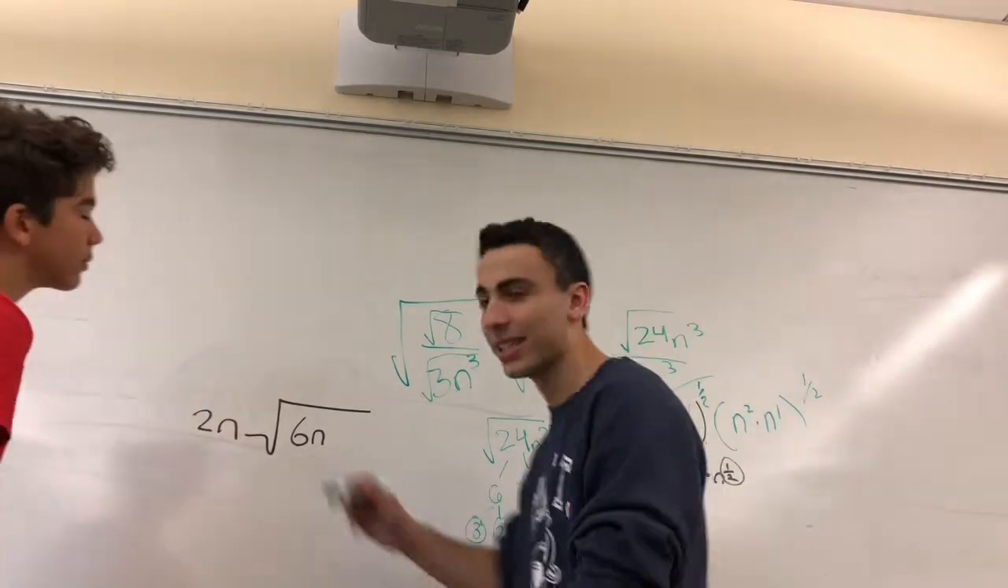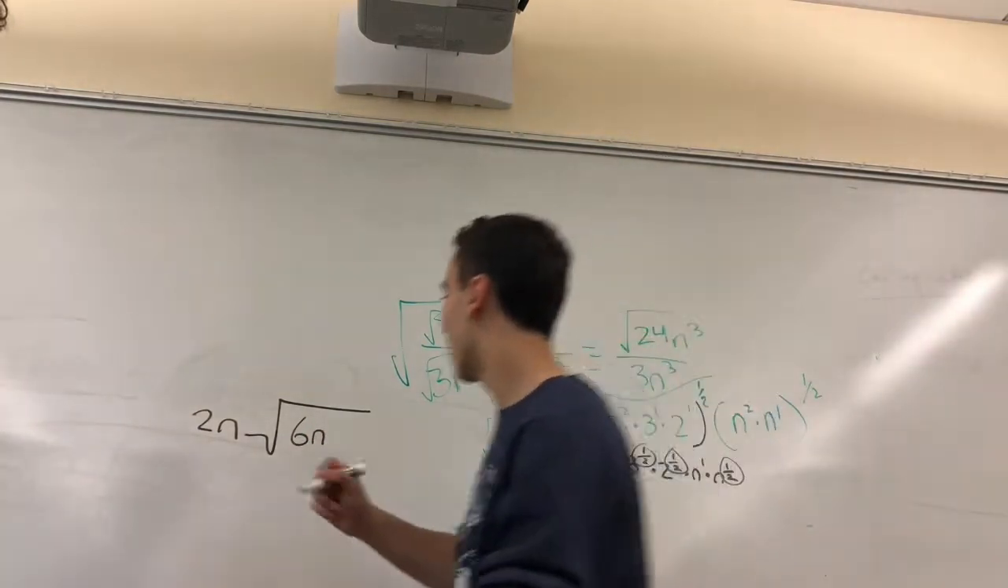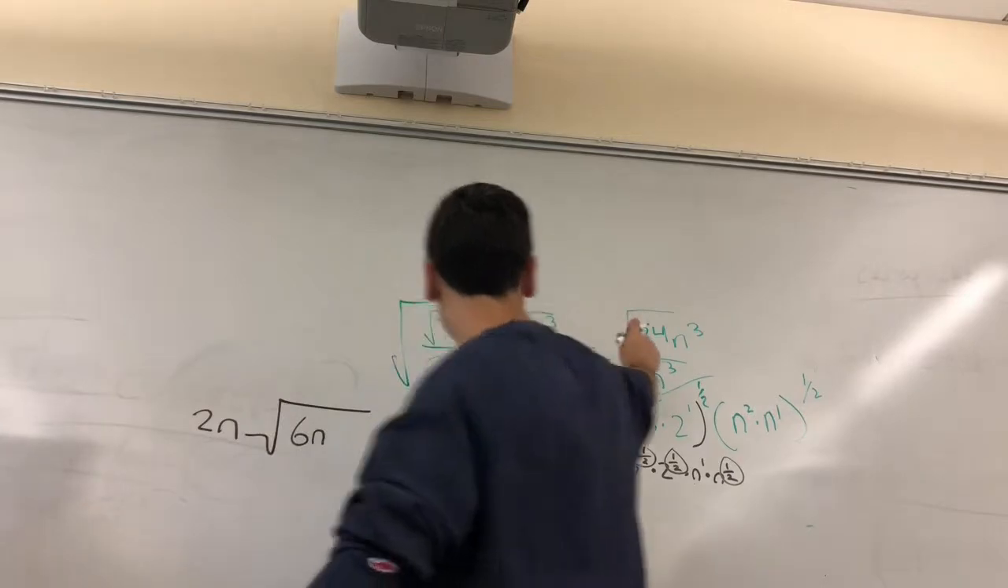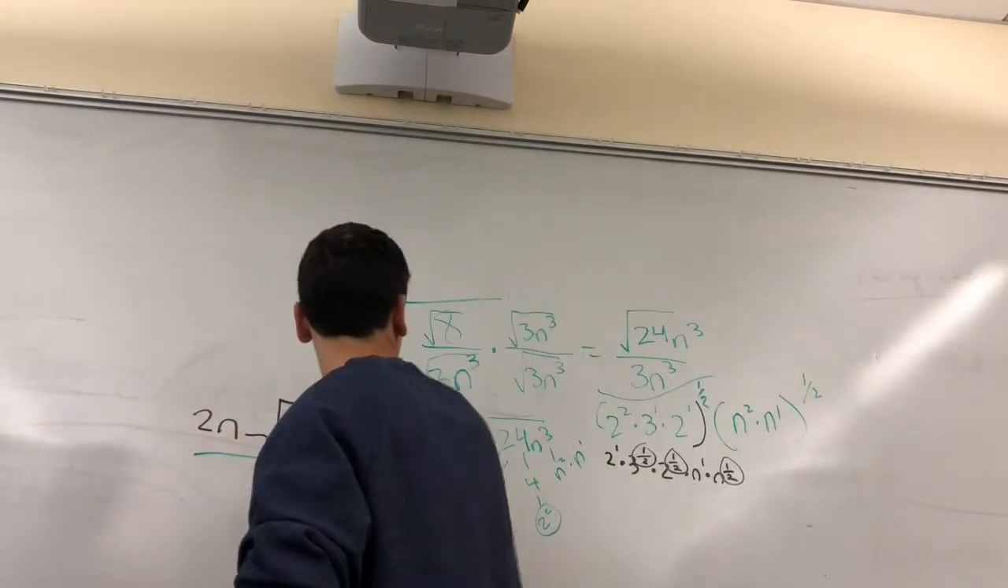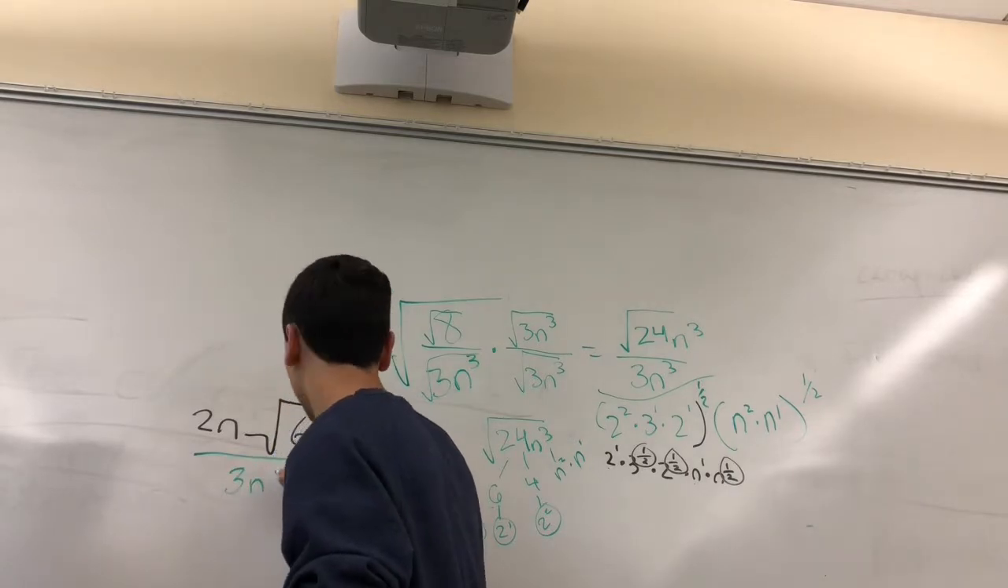Okay, so remember, this is your numerator. I just want to recap. This will be your numerator; this is basically just this, simplified. Perfect, right? So now put it over 3n to the third.